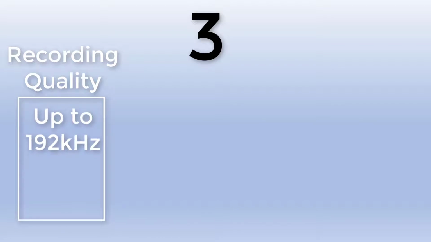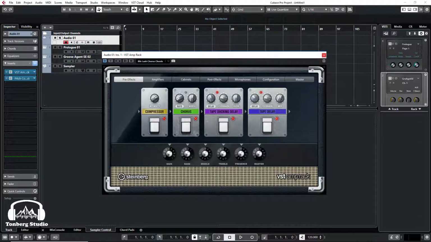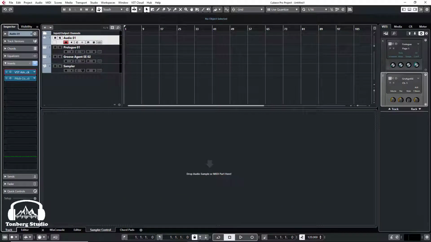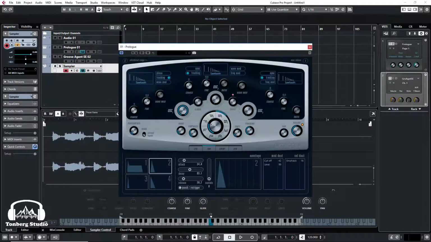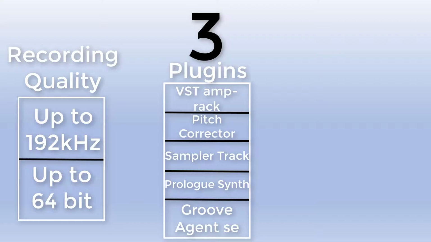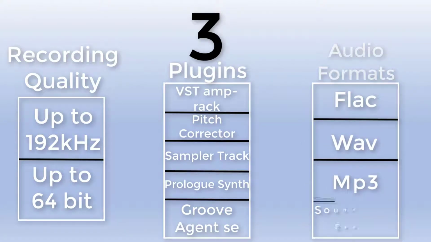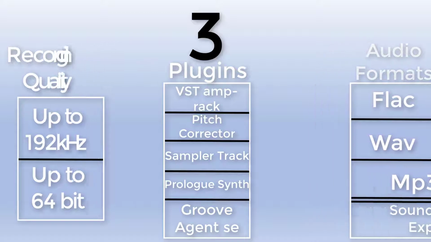You get the same recording quality, up to 192 kHz and 64 bit. I'll explain more about that later. You're also getting the VST amp rack, pitch corrector, sampler track, the Prologue synthesizer, Groove Agent SE, and support in all types of audio format, including FLAC, WAV, MP3, and direct export to SoundCloud.